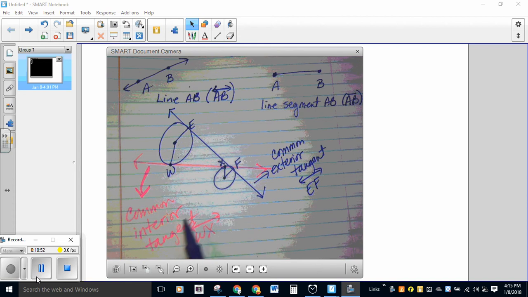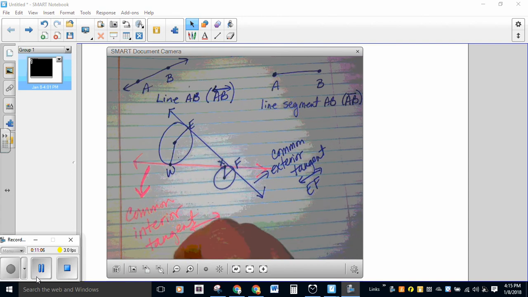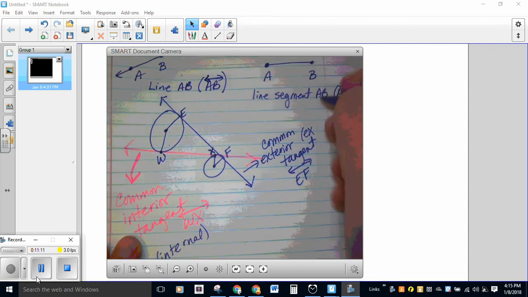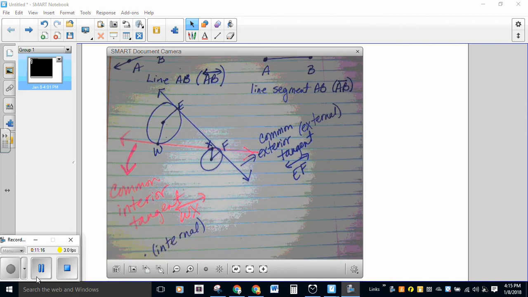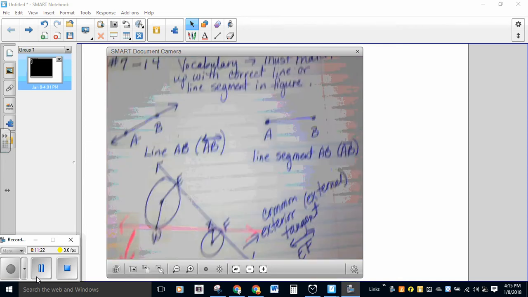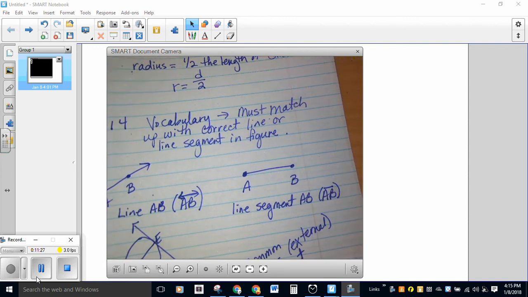EF is the common exterior tangent in that it is outside of the two circles, and it joins the points of tangency. Here it joins the points of tangency. Another word they'll use is internal and external. And that's what you're going to see on the other note sheet that I'm going to send out to you. Okay? Also, it could be just a point for your vocabulary word, because the center is just a point, the center of the circle. Okay? All right, number 15 and 16.